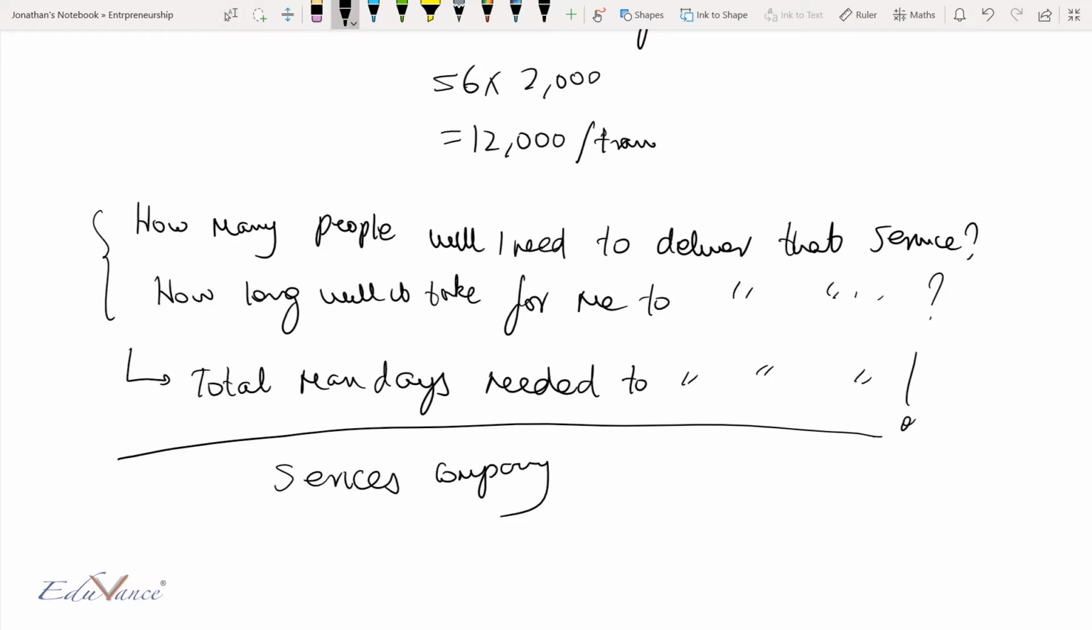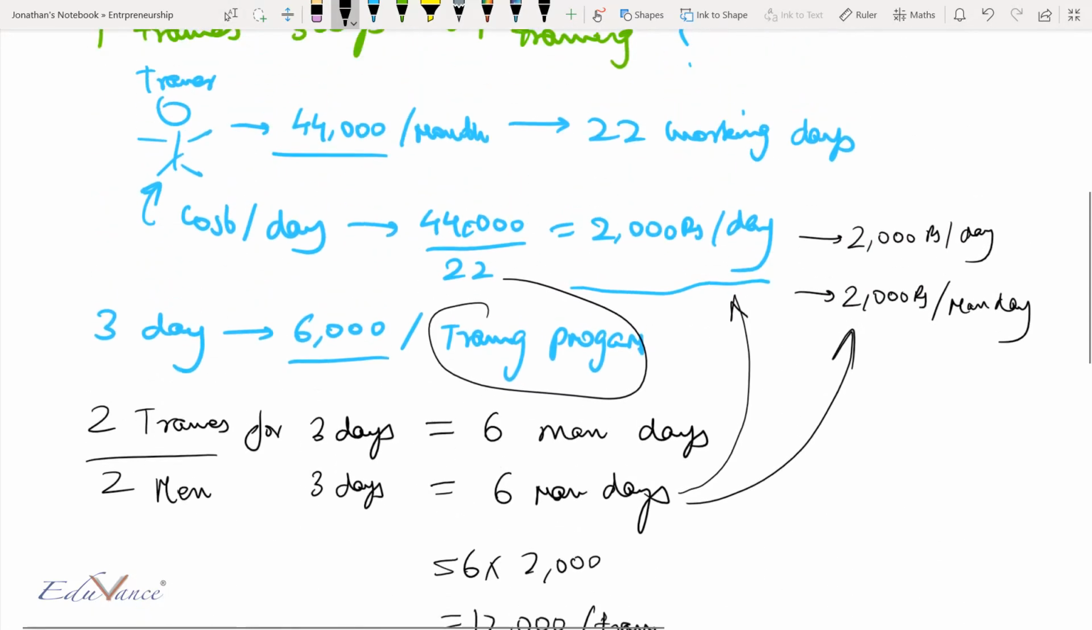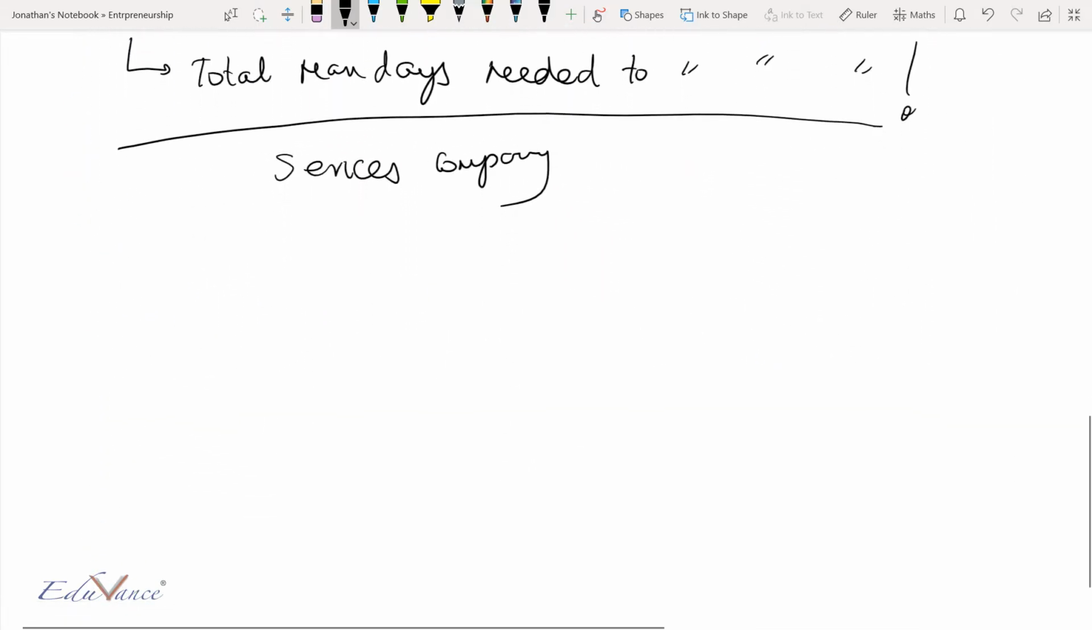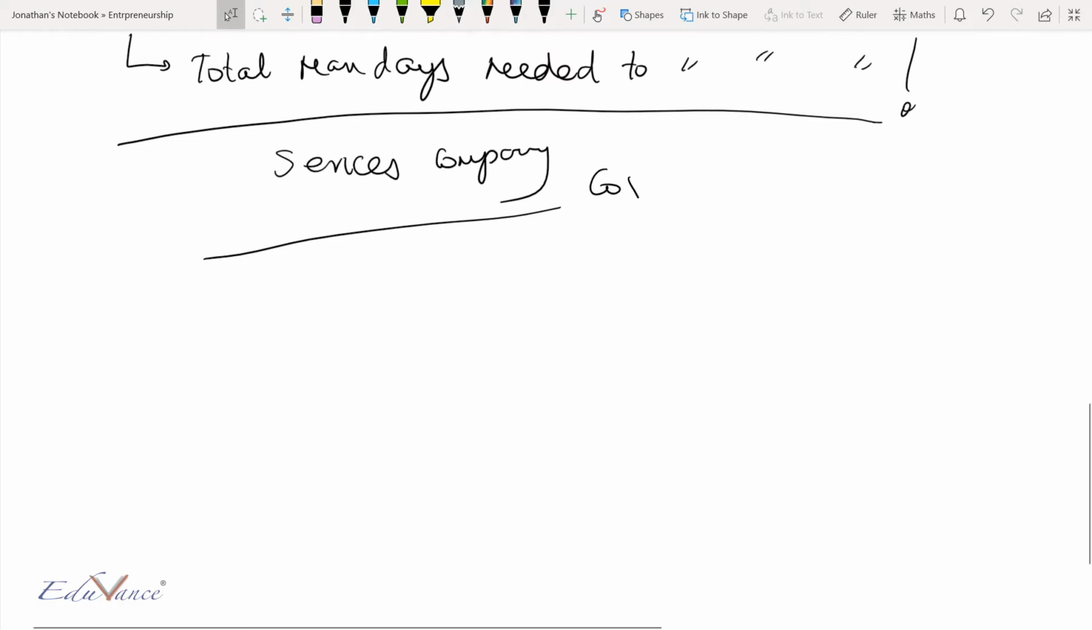So I hope this was clear for you all. And this will play a very important role in your cost and profit calculation in the future sections of running a services company. So I hope this section was clear for you guys.